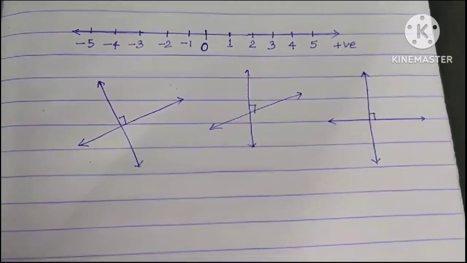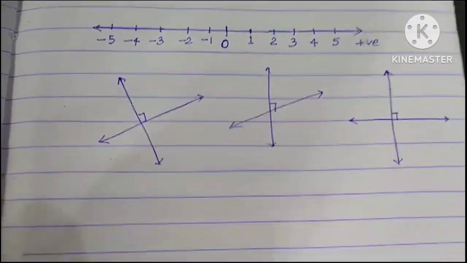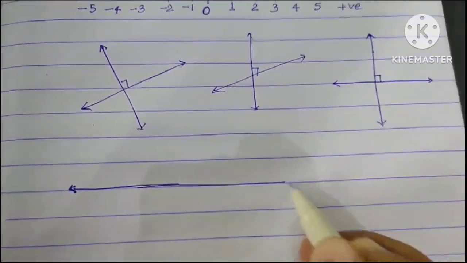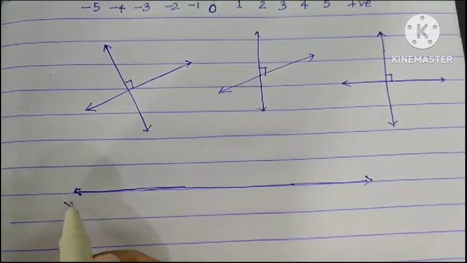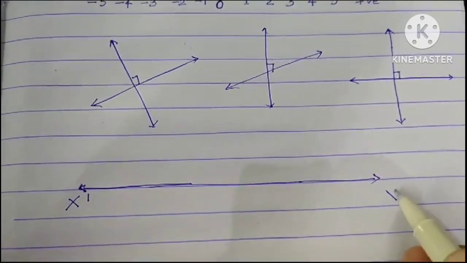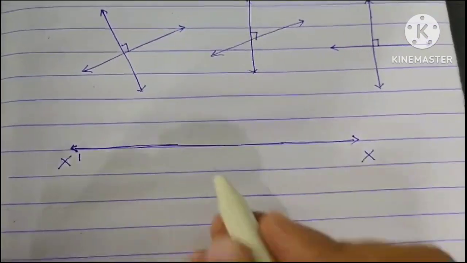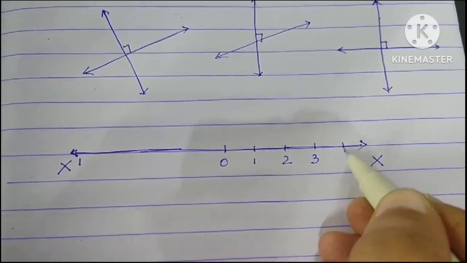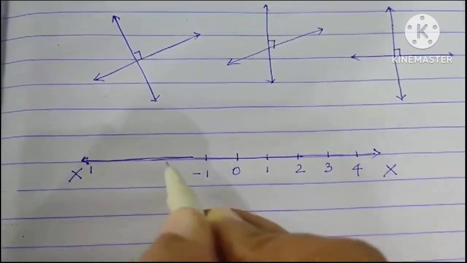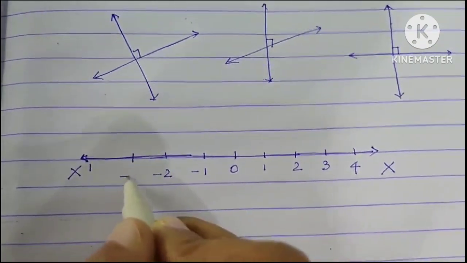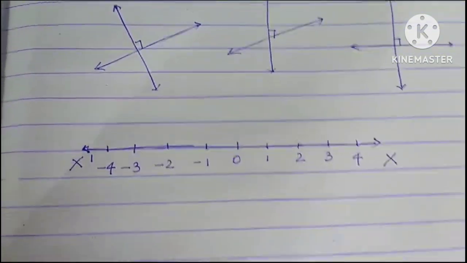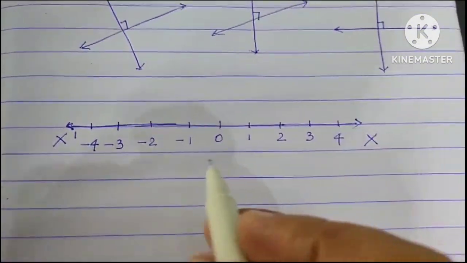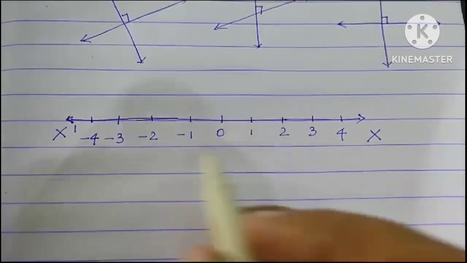So first of all, let us take this line. We will call it x dash x. Here it is the origin. It will be 1, 2, 3, 4 like this, and -1, -2, -3, and -4. So we will call this number line x dash x. This side it will be positive and this side it will be negative.